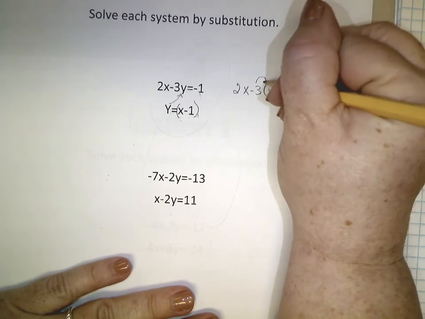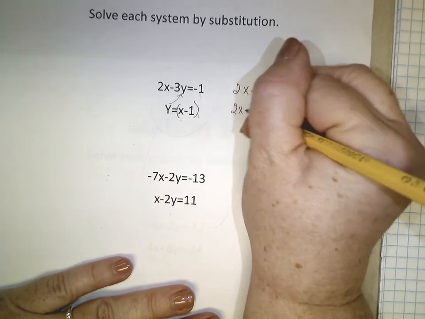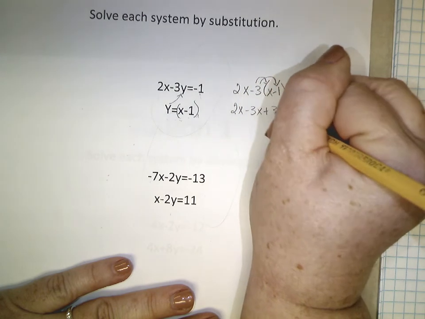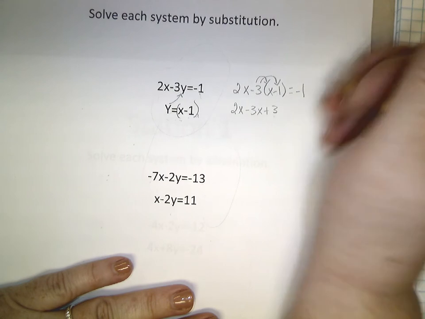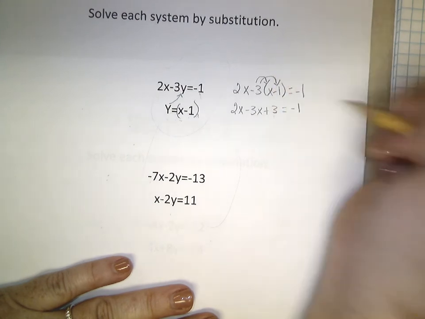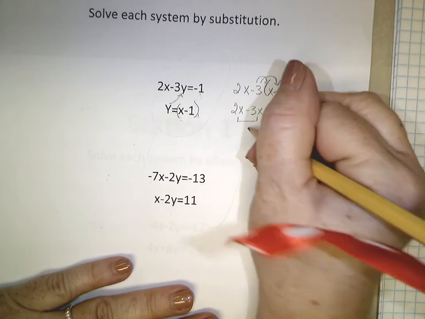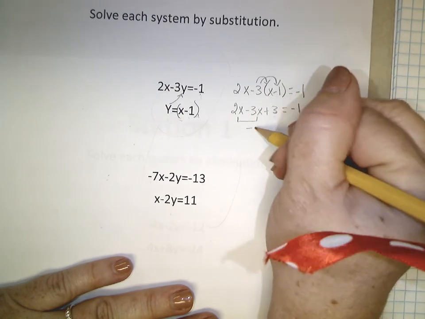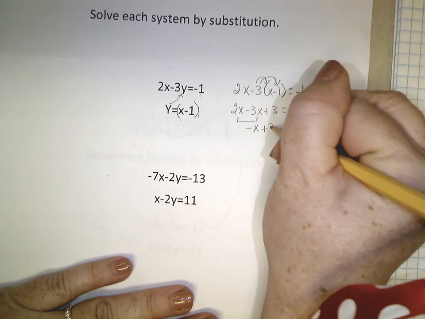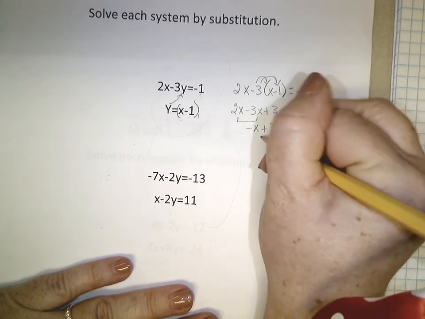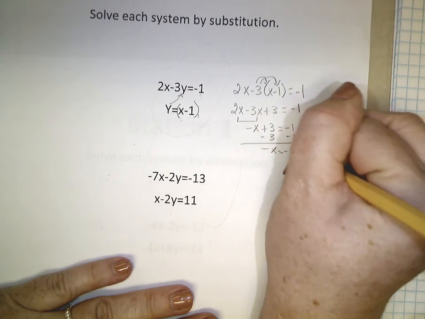Then I'm going to distribute the 3 through the parentheses. So I have 2x minus 3x plus 3. A negative times a negative is a positive. And in this particular problem, watch your signs. Equals negative 1. Now I'm going to collect like terms. 2x minus 3x gives me negative x, or negative 1x, plus 3 equals negative 1. I'm going to subtract 3 from both sides. I get negative x equals negative 4.